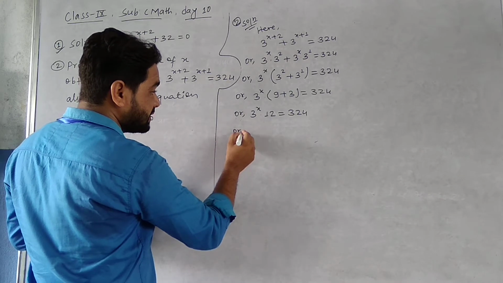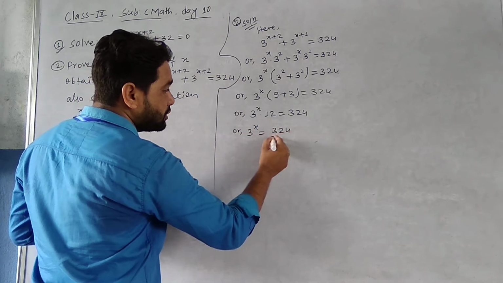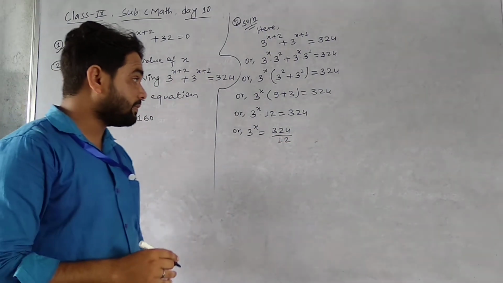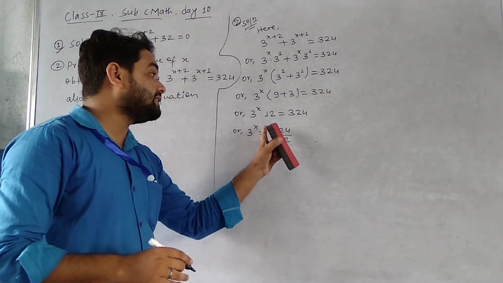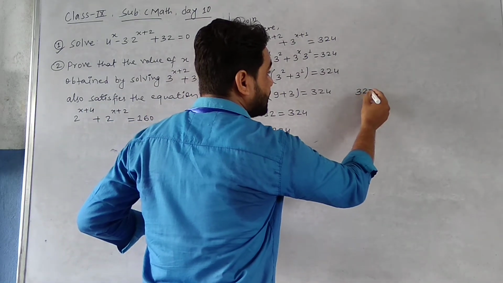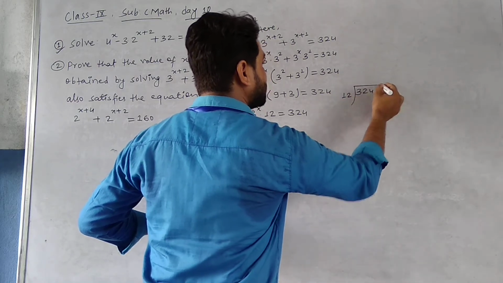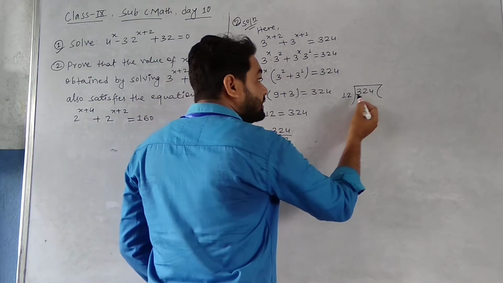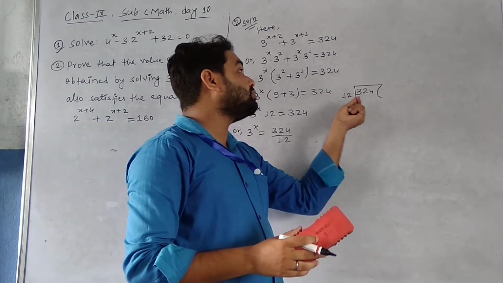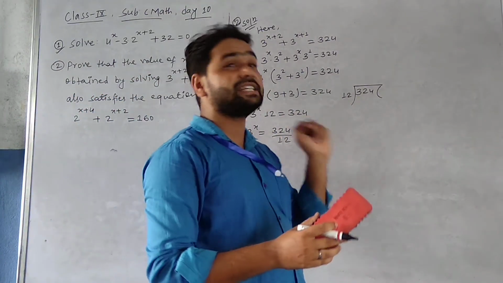So we get 3 power x equals to 324 divided by 12. Now let's divide them. At first let's divide this 324 with 12. Let's check here. 324 divided with 12 in the simple form. Here it is 32 and here it is 12. Let's read the table of 12 such that it must be either 32 or less than that.